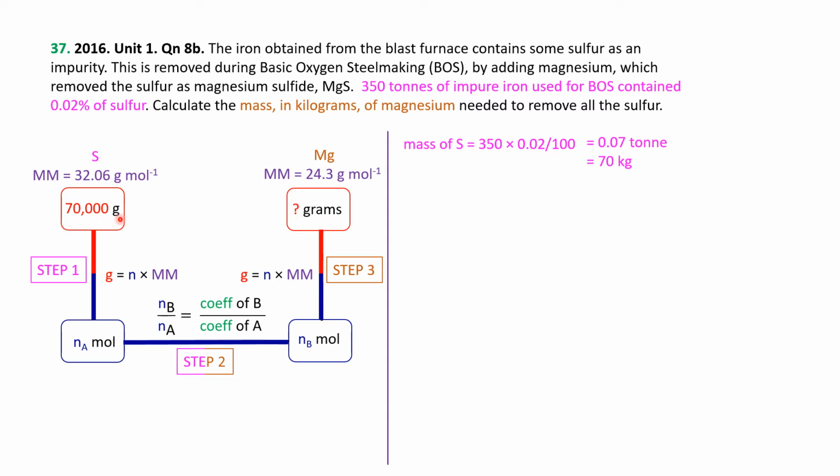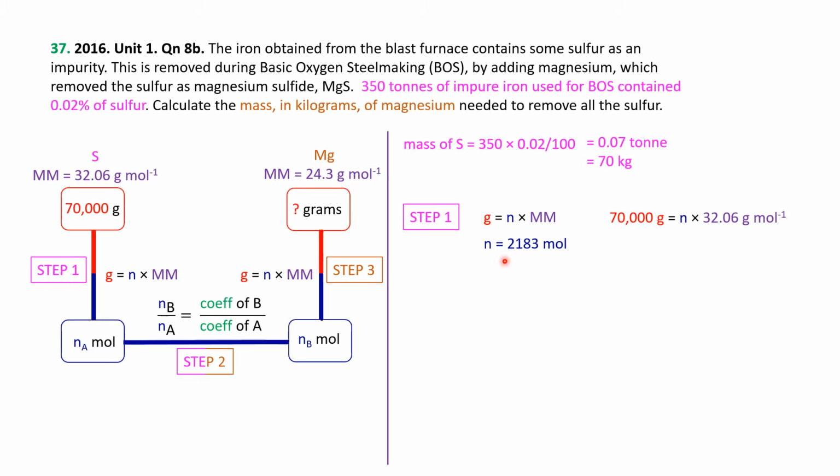So there we are, 70,000 grams can pop in there. Okay, so added a little bit at the start. Do you understand what we mean by percent? So let's go ahead and do it. Step 1, we have 70,000 grams of sulfur, molar mass 32.06.